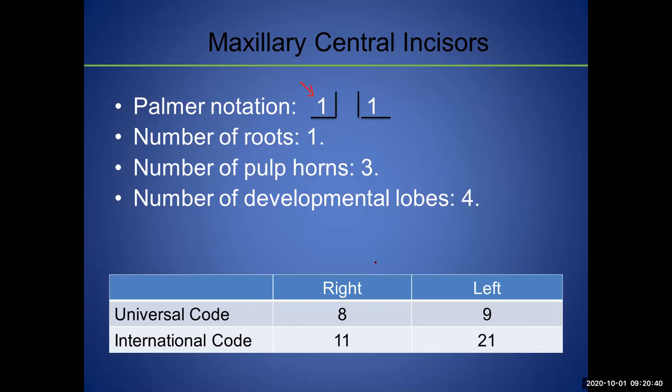Right. That's the right tooth. It's the first tooth in that quadrant. So we've got the right side here and the left side, okay? It has one root, it has three pulp horns. I don't care about the pulp horns, guys. And it comes from four developmental lobes. So this is stuff you know already.